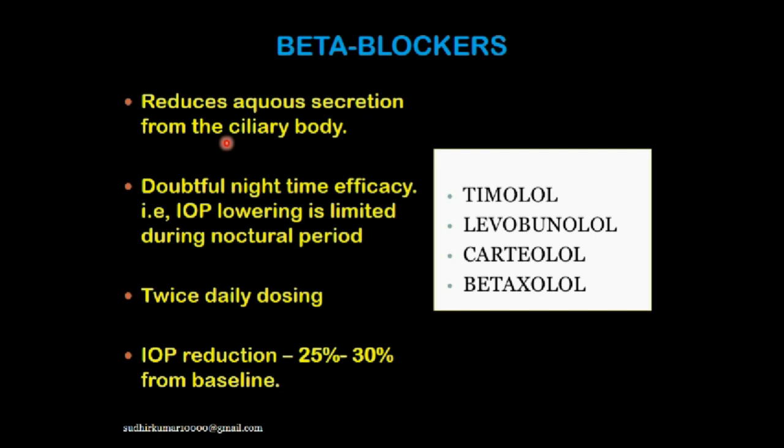It's very effective and reduces intraocular pressure by 25 to 30% from baseline, but it has a doubtful nighttime efficacy, and it is administered as a twice daily dose. The most commonly used is timolol. Betaxolol is another drug which is important to know because it is a beta-1 selective blocker. It acts on beta-1 receptors, so it has fewer side effects than the non-selective timolol.